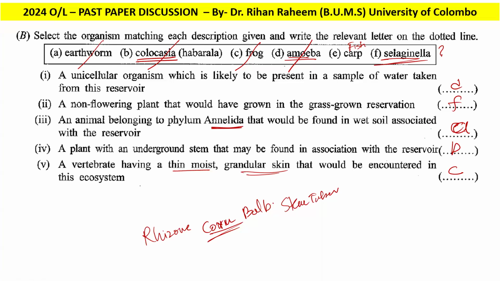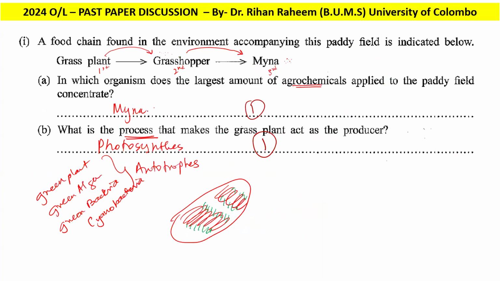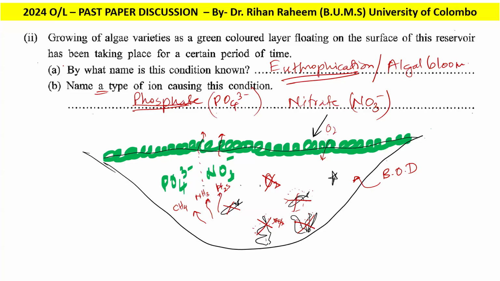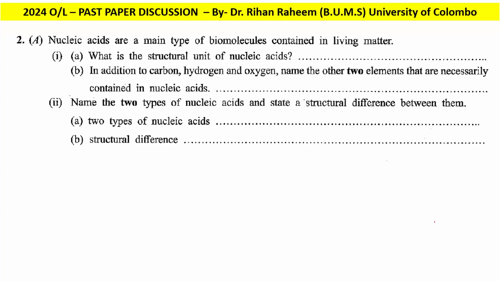So here 1, 2, 3, 4, 5, 5 marks. Already in the previous A part question, we got 1, 2, 3, 4, 5, 6, 7, 8, 9, 10. So totally 15.